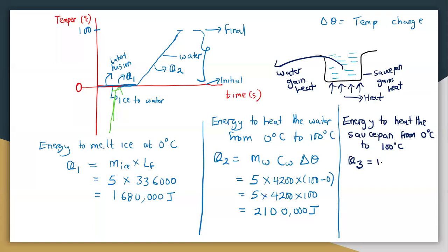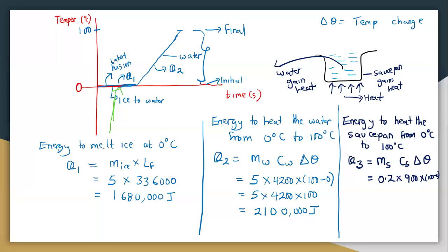So here I will say the mass of the saucepan times the specific heat capacity of the saucepan times the temperature change. The mass of the saucepan was given as 0.2. The specific heat capacity was 900, then times the temperature change, which is going to be 100 minus 0.